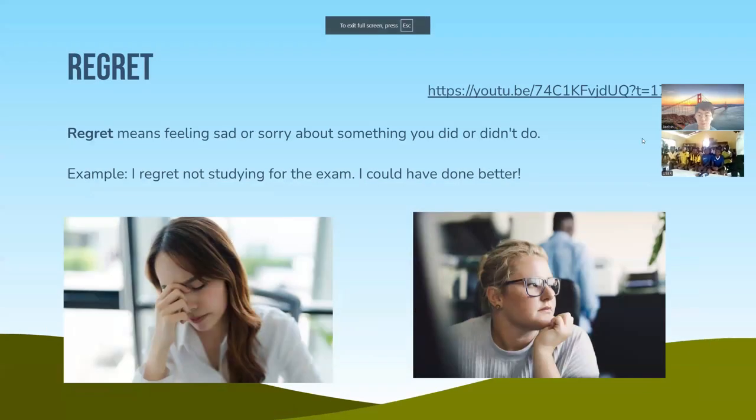The next word is regret, and regret means feeling sad or sorry about something you did or didn't do. For example, I regret not studying for the exam, I could have done better. So regret is looking back at your past and feeling sad about it. Maybe you could have done something different. If you're wondering about how you could have done better, then you're regretting it. So, this is how it is used in the story.